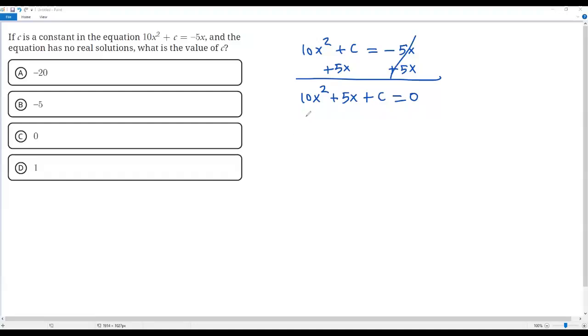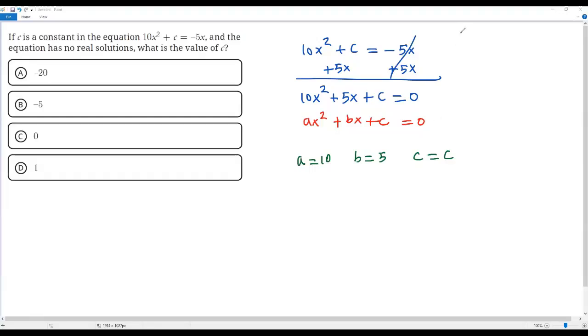Let's compare the quadratic equation we have in our problem with ax squared + bx + c to get the values of a, b and c. When we compare these two equations, at the place of a we have 10, so a equals 10. At the place of b we have 5, so b equals 5. At the place of c we have c itself, so c equals c.